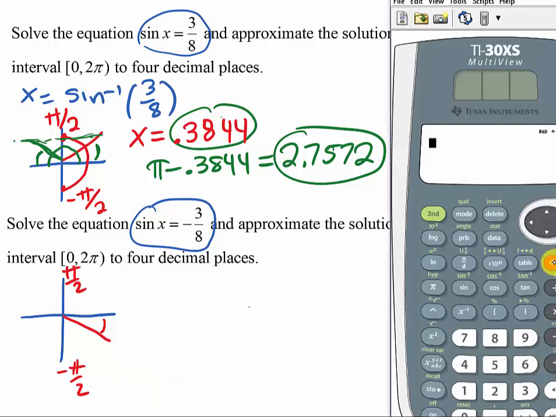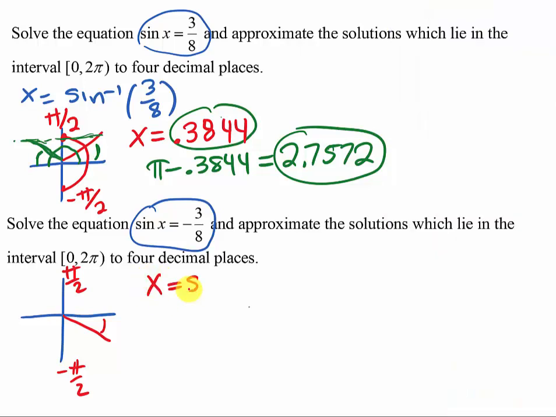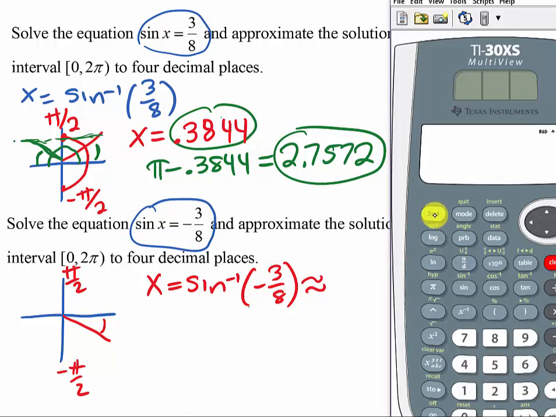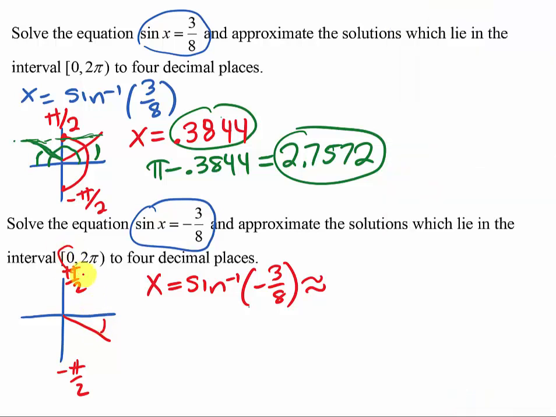Now if this was the first problem we would do, we would find x equals sine inverse of negative 3/8, and then we would get the calculator to compute that. So we would do second or inverse sine, hit our negative button, and then 3 divided by 8, and that would give us our first one. When I look at that, it's negative 0.3844, the same thing as before except in the negative direction. But that's not a solution that we want, because we only want things between 0 and 2 pi.